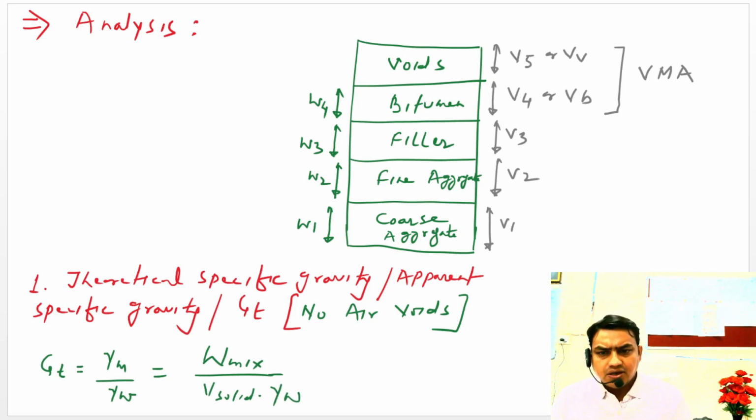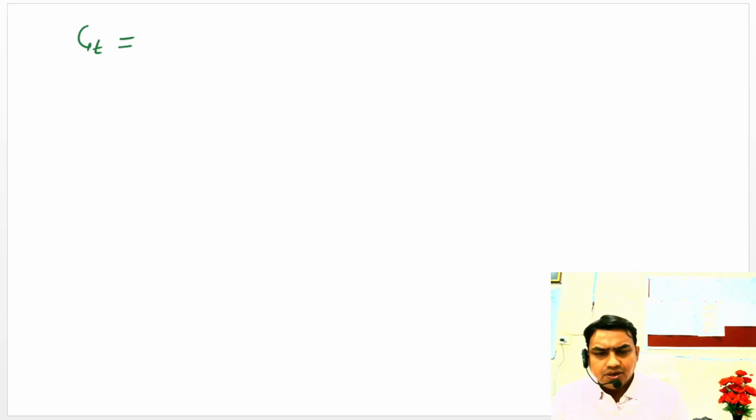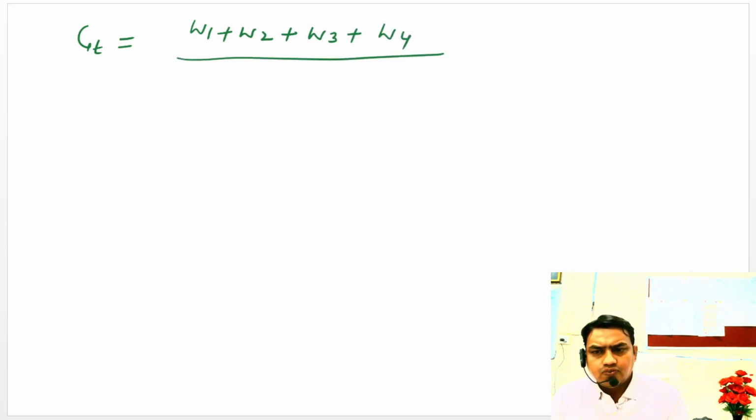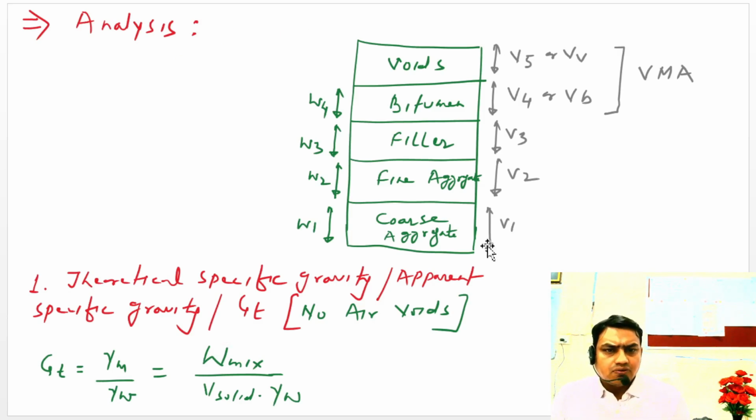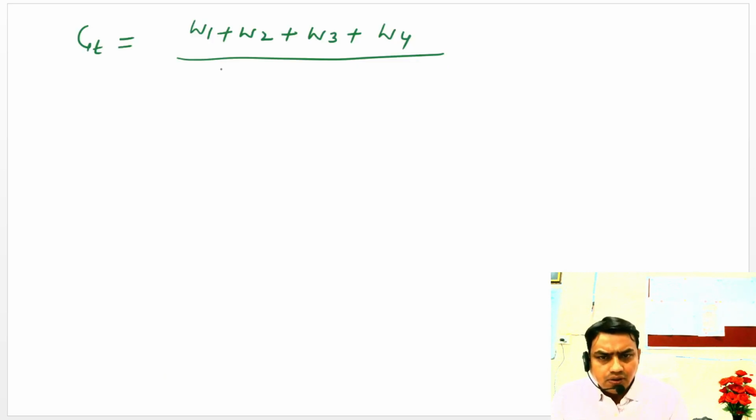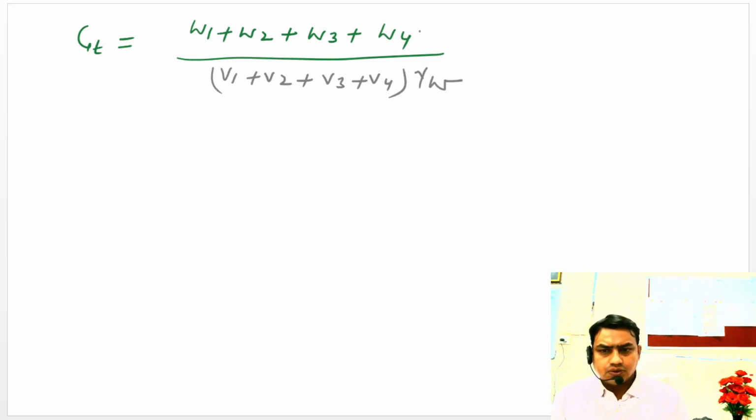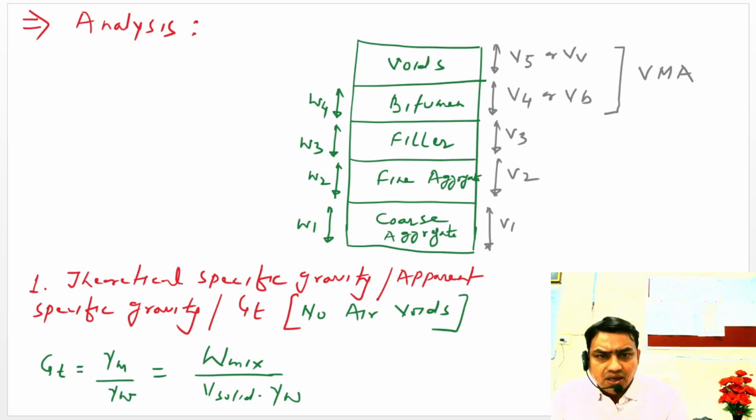Without voids, GT is equal to total weight, which can be written as W1 plus W2 plus W3 plus W4, divided by volume of the mix or solid, that is equal to V1 plus V2 plus V3 plus V4 into gamma W. So it can be written as V1 gamma W plus V2 gamma W. Let's say G1, G2, G3 and G4 are the apparent specific gravity of coarse aggregate, fine aggregate, filler and bitumen.